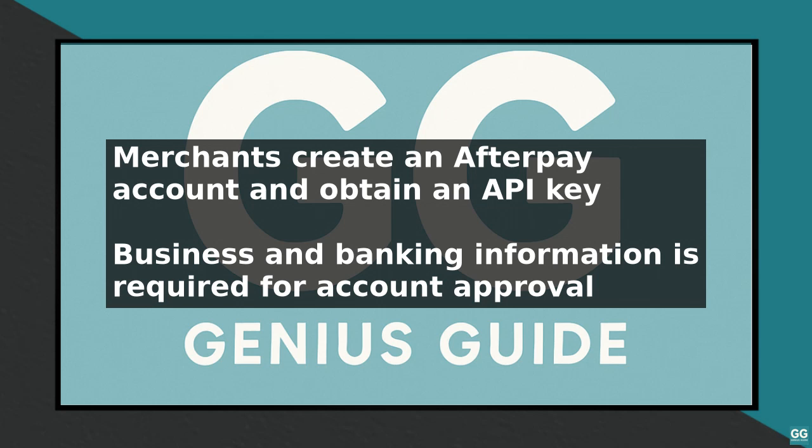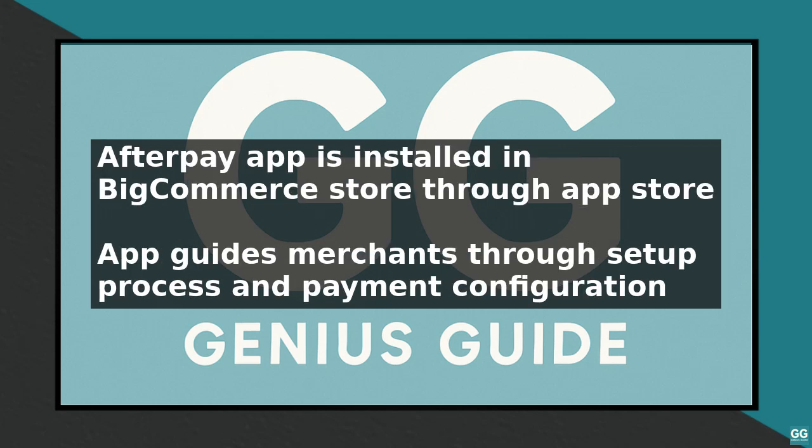Step 3. Configuring payment settings. Merchants need to configure their payment settings to enable Afterpay as a payment option. This involves specifying the payment terms, including the minimum and maximum order values, and the installment schedule. Merchants can also customize the payment option to fit their brand, including the payment button and messaging.